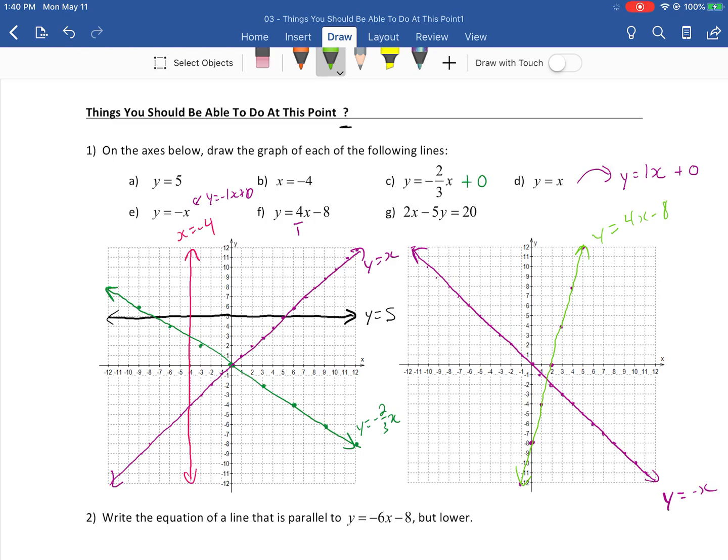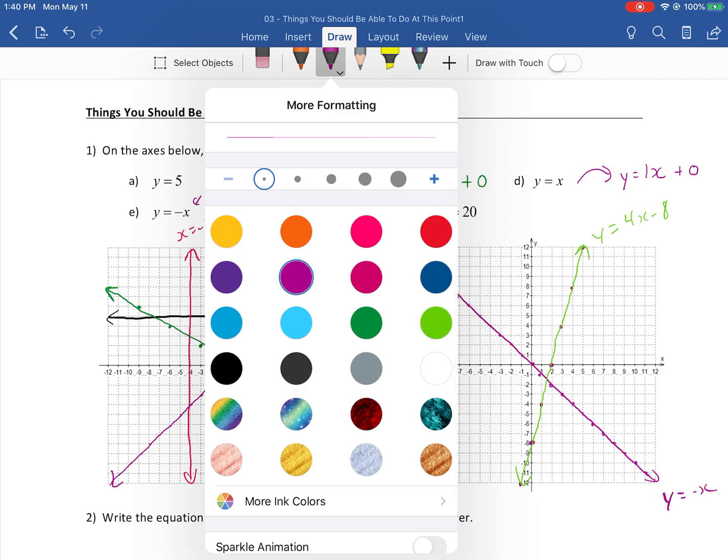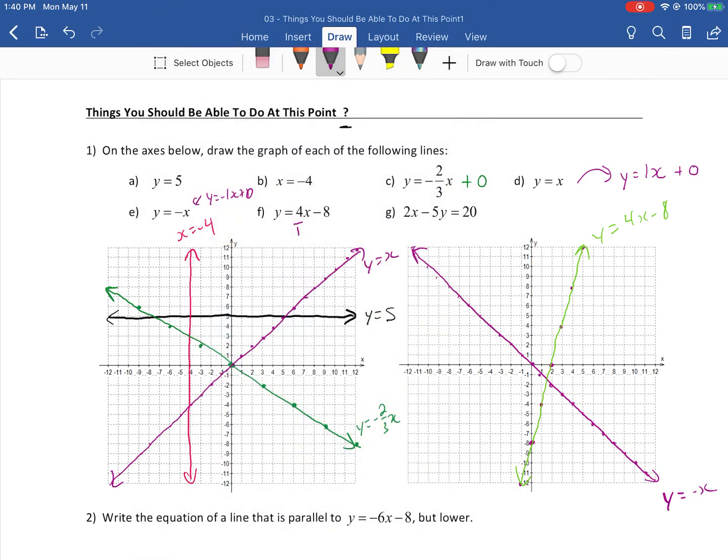All right, now this last one's interesting. We did this line 2 different ways last chapter. We could do it with x and y intercepts. That's a great way to do it because if I set the x to 0, I could get the y value of negative 4. This would be negative 5y equals 20, y equals negative 4.